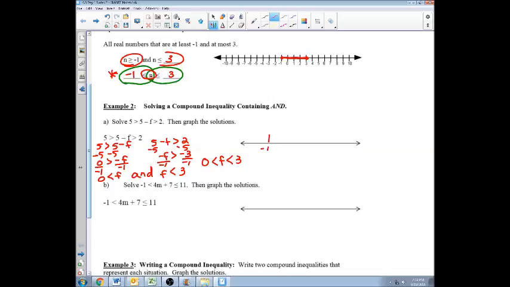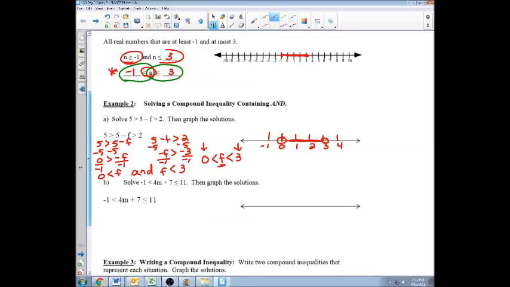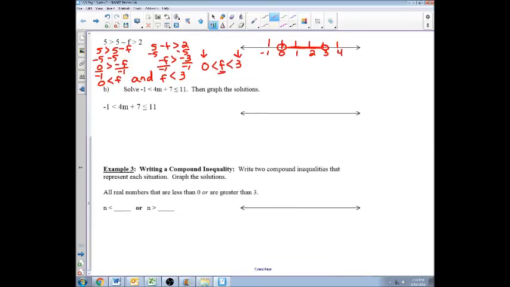So if I make a graph, okay, I'm going to put an open circle at 0, an open circle at 3, and I'm going to shade everything in between because my answer, f, is in between 0 and 3. Alright? Down to part B, I'm going to go ahead and separate these again.